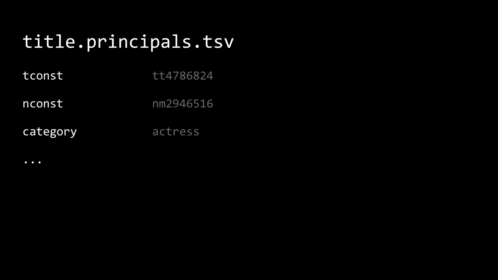So for instance, in one of the rows in this TSV file called title.principals.tsv, there is a row that starts with tt4786824, also has nm2946516, and has the word actress, thereby implying that if you look up the nconst in the names file, and you look up the tconst in the titles file, you will be able to, by transitivity, infer that Claire Foy is in The Crown.